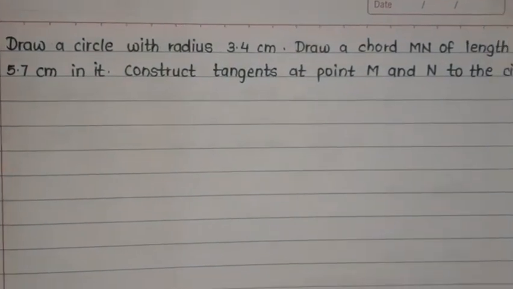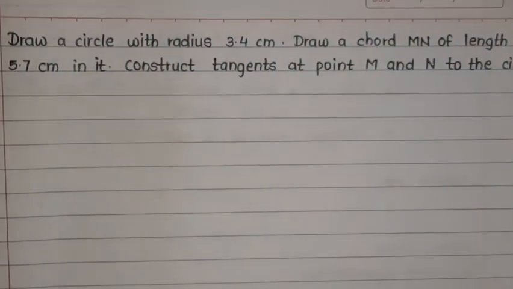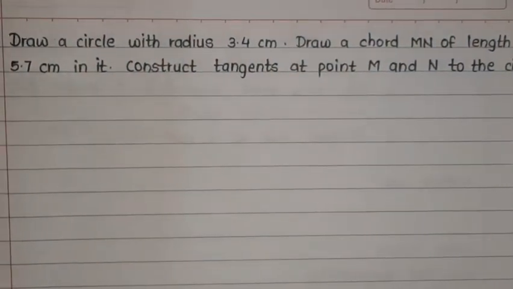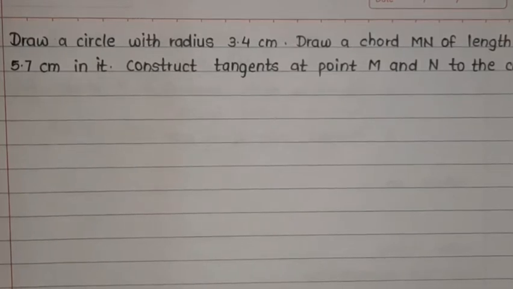Now see, we have to start with question number 5. Draw a circle with radius 3.4 centimeter. Draw a chord MN of length 5.7 centimeter in it. Construct tangent at point M and N to the circle.